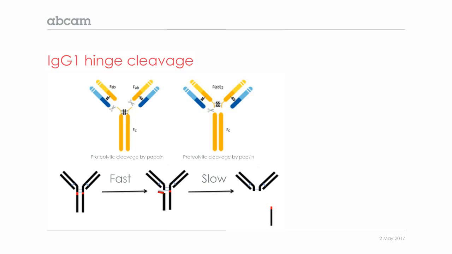Because of the flexibility of the hinge region, we cannot crystallize the entire intact antibody molecule. So most of the antibody crystal structures are based on Fab fragments or F(ab')2. The hinge region is almost like the Achilles heel of the antibody, sensitive to proteolytic cleavage because of the structure's flexibility.